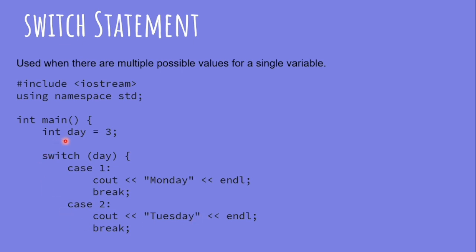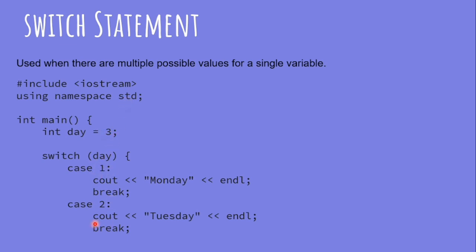For example, we have declared day equal to 3. In a switch statement, the syntax is switch and the variable that you have to match with the cases, and that is day. So I will write here day, and the curly braces, then the cases. Now we have to match the 3 with the case.